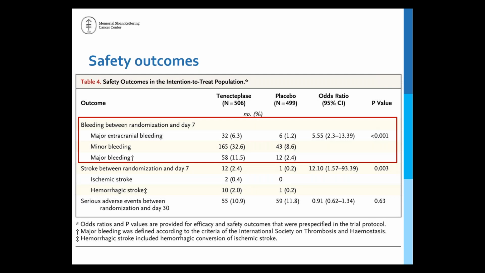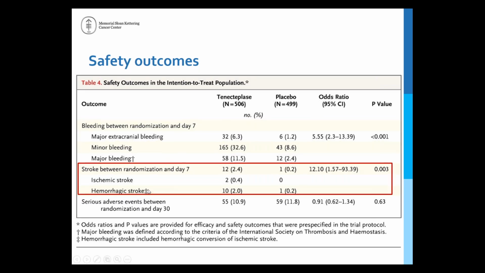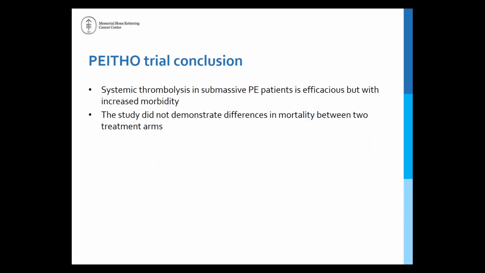systemic anticoagulation. You can look at this number, right? Patients with IV thrombolysis had 10 hemorrhagic strokes versus 1 under placebo. So this is, of course, worrisome, and this is what people are worried about, and this is why people don't like to use systemic thrombolysis.